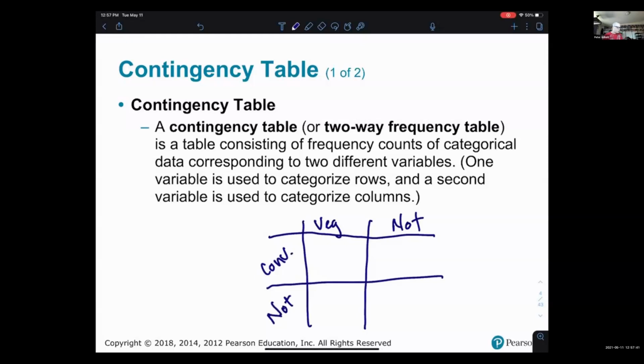So once you've defined the categories in rows and columns, the cells themselves will consist of frequency counts of the categorical data corresponding to the two different variables. So let's say I look at 100 different people and their cars. As they drive into DVC, I talk to them, I look at their car. And I ask them, are they a vegetarian or not? And I look at their car and see if it's a convertible or not.